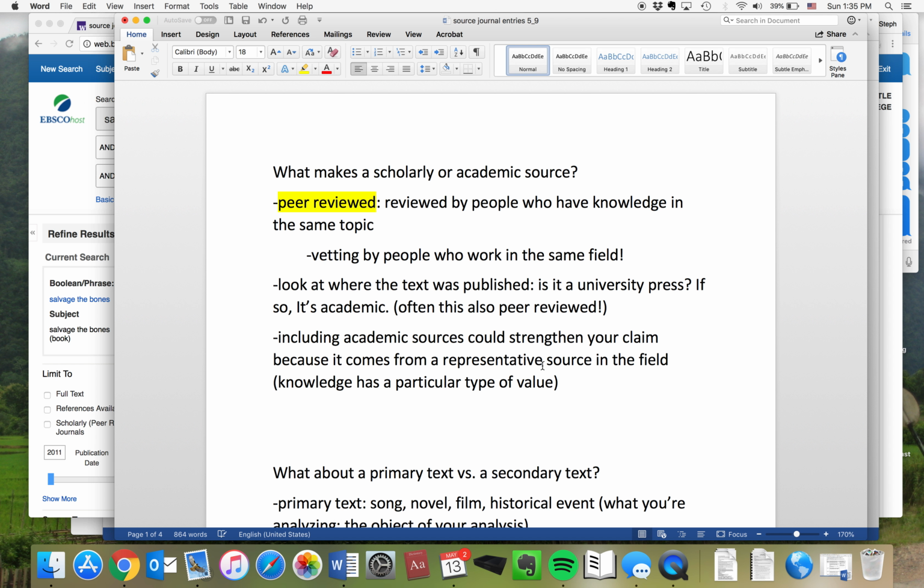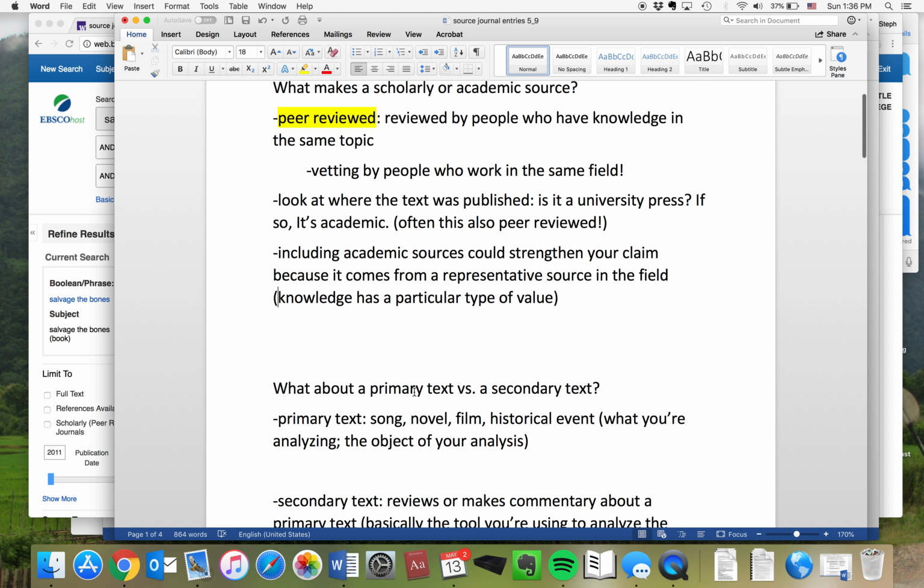And the reason that you want to use peer-reviewed academic texts in your research is because it strengthens your claim, right? Those texts come as representative of the way that a field is thinking about a particular issue, right? And so if we're going to get into an intertextual conversation about a certain topic, we want to look to experts in the field and what the experts in that discipline are already talking about. The knowledge itself has a particular type of value, right? It's not just some guy sitting in his basement writing whatever he wants, right? It has to be circulated to other experts, and it's like the first check has already been done, right? So those are the first things I want you guys to think about.